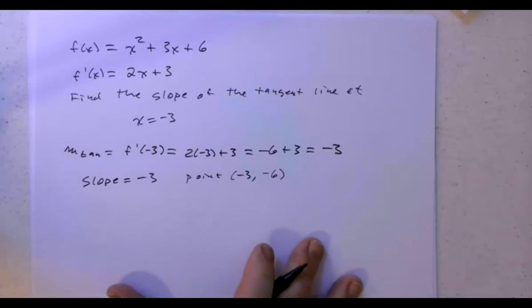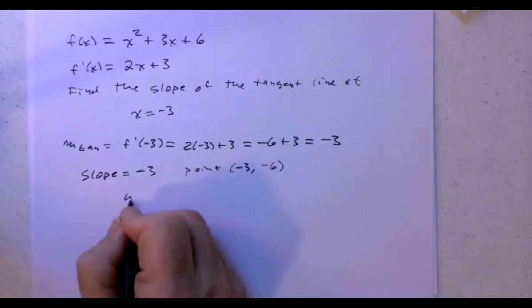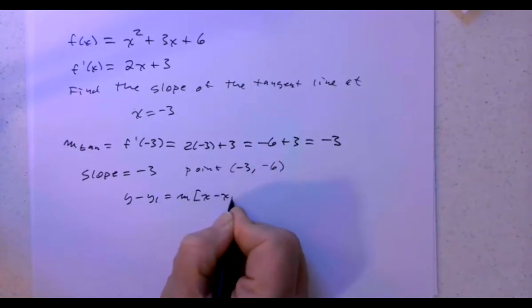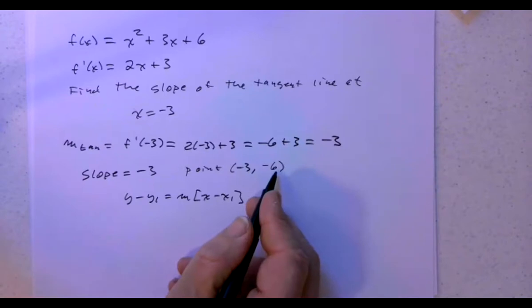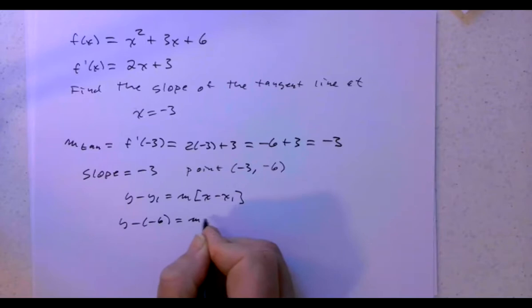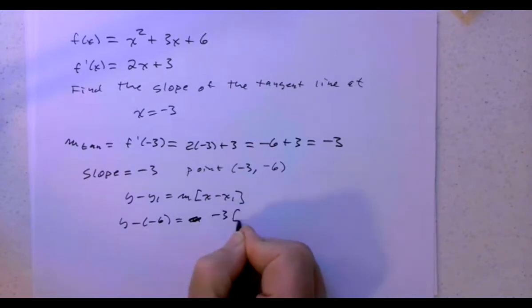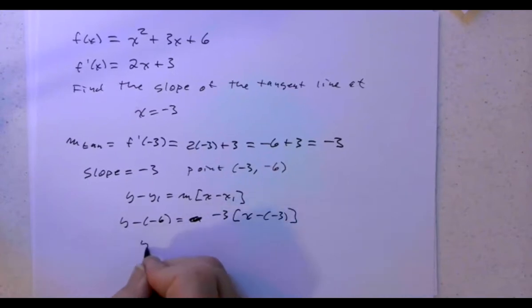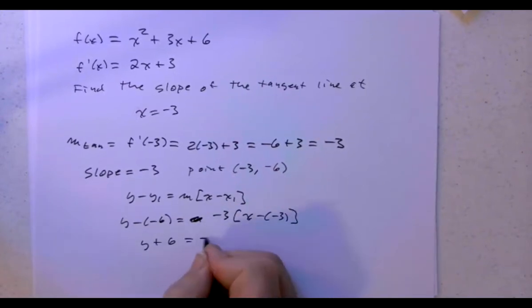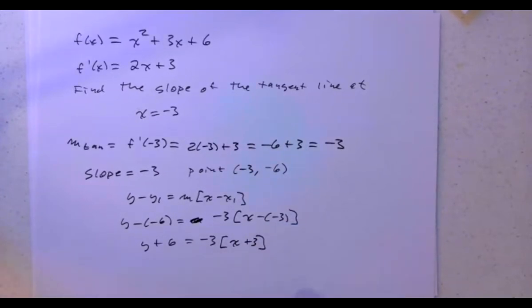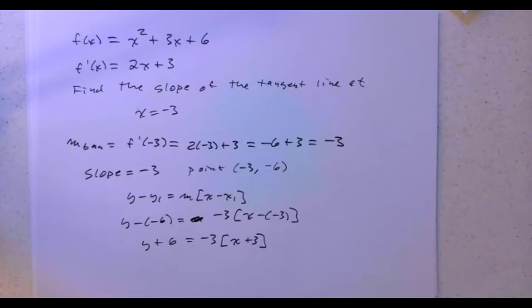So we're going to again use point slope form to find the equation of that tangent line. Y minus y1 equals m times x minus x1. Y minus -6 equals m, which is what? Which is -3 times x minus -3. A lot of minuses here. So y plus 6 equals -3 times x plus 3. And I'll leave it in this form, and we'll see if indeed that is the tangent line at that point.